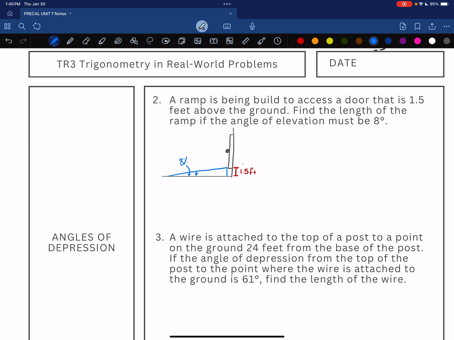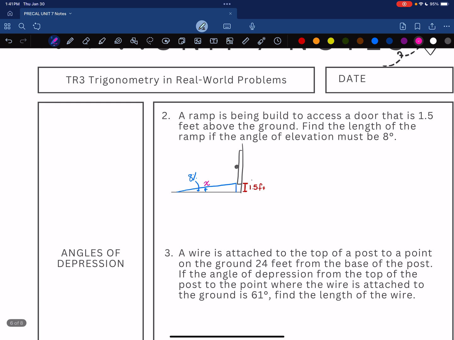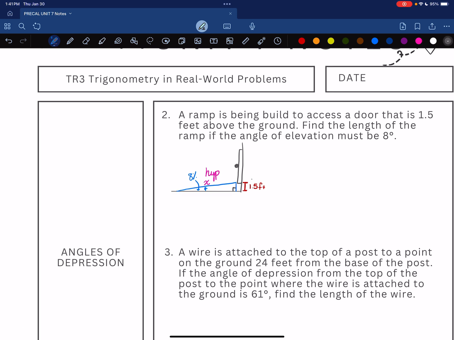We are trying to find this right here. We're trying to find this length of our ramp. We know the angle we're working with is 8. That right there where X is the hypotenuse. And the other side right here, where the right angle is being formed, the top of that ramp, all of that is 1.5. That is the side that is opposite.